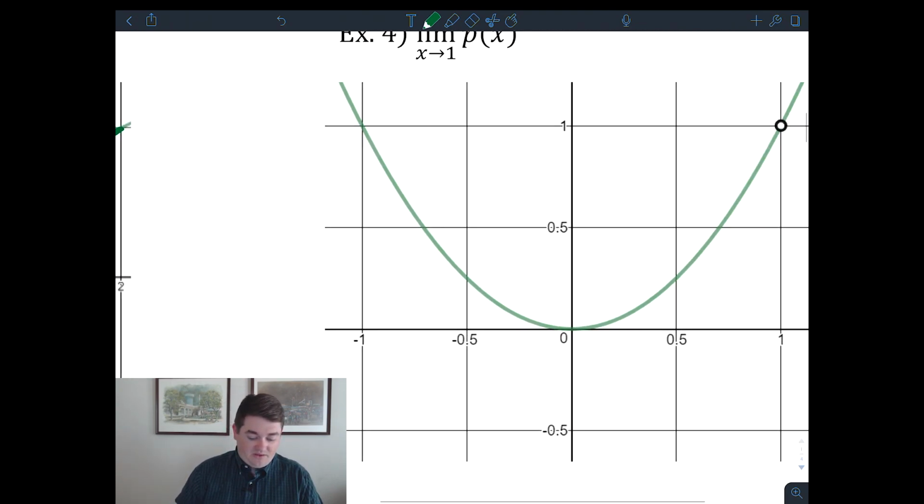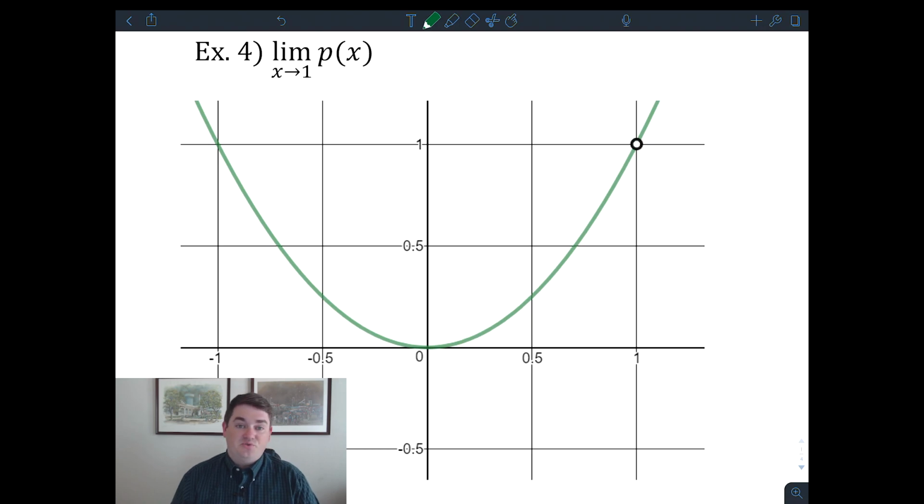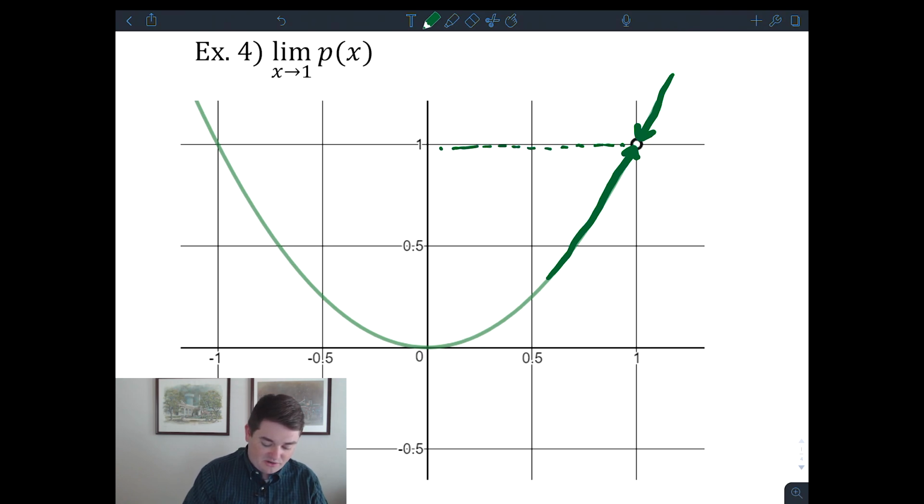Next up, find the limit as x approaches 1 of this function. So I'm going to ride along from the left, ride along from the right. Are they converging on the same point? Yes, but there's a hole there. Does the fact that there is a hole in this function change the fact that this is coming together? No, it doesn't. So the limit still exists. The value of the limit as x approaches 1 is 1.